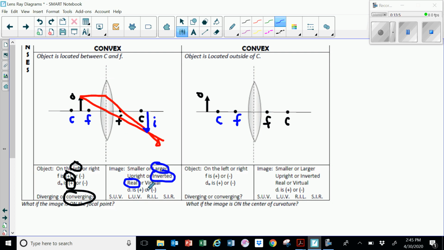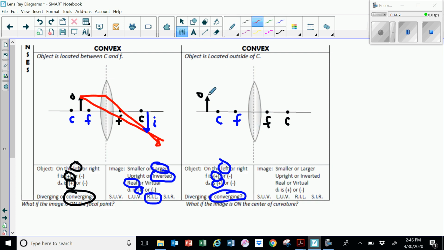The DI here is going to be positive. And so how do you look at this? Larger, inverted, real. Well, larger inverted real is going to be RIL. That's the abbreviation. Okay, last one: we've got an object that's on the left. We've got a focal point that's positive, on the right. We got a DO that's positive, and we got a convex lens, so it's converging.